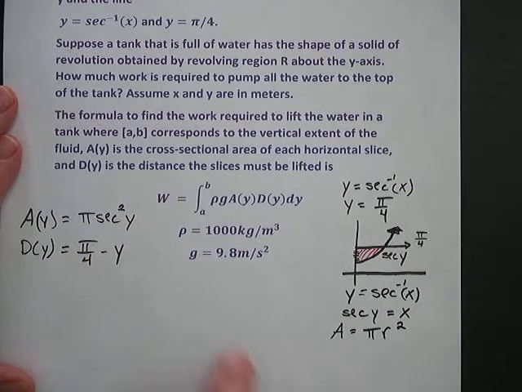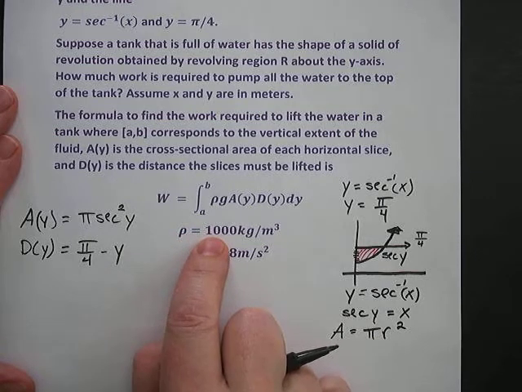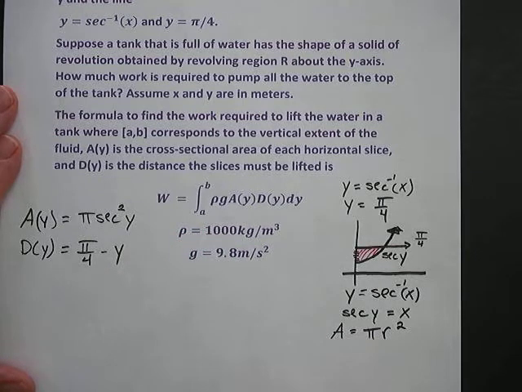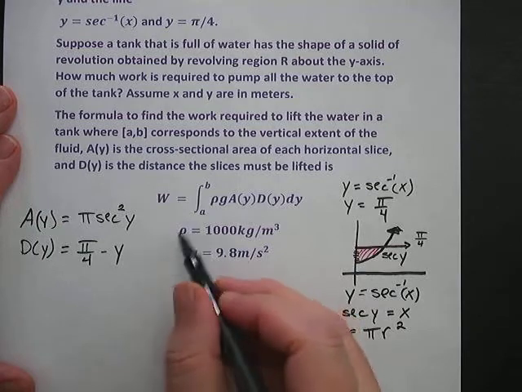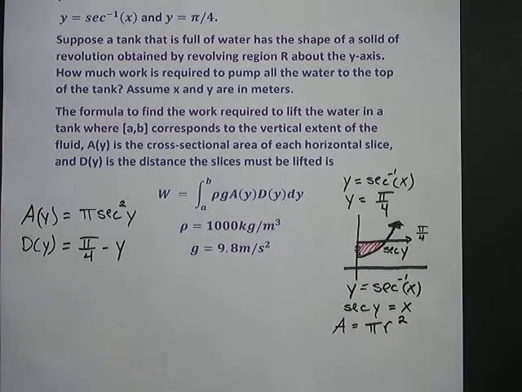Okay, and we're already given that this Greek letter rho is equal to 1,000 kilograms per meter cubed, and of course gravity is 9.8 meters per second squared. Now we're going to leave this in terms of rho and g just so that the numbers don't get really big. We'll plug them in at the end. So let's go ahead and write down our integral using that formula.